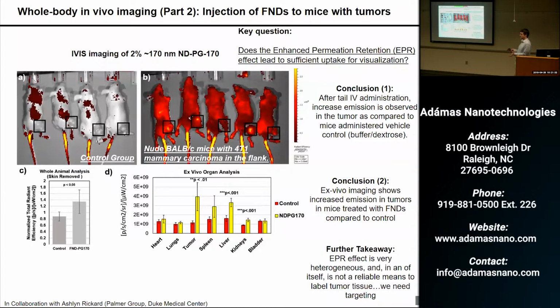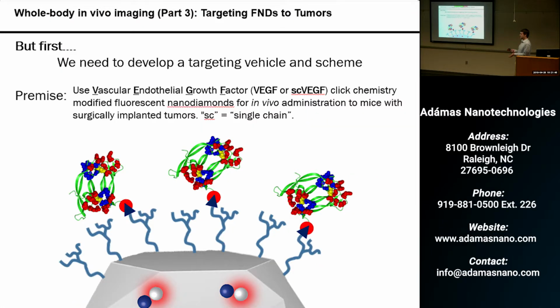However, EPR in and of itself is quite heterogeneous, so it's not an ideal technique to use to label tumors. So the next step is then to target the tumor directly. But first we needed to develop a targeting vehicle and a scheme to do that. And what we chose was to use VEGF, or vascular endothelial growth factor.